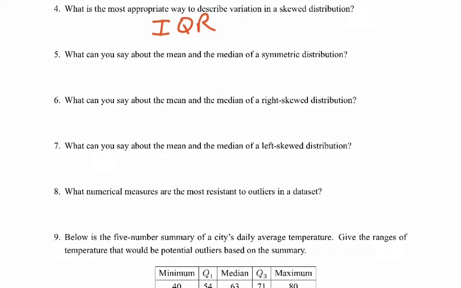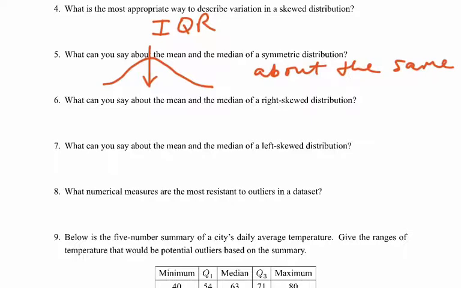What can you say about the mean and the median of a symmetric distribution? If you have a symmetric distribution, the mean and the median are both going to be right in the middle, so they're going to be about the same. Now, what can you say about the mean and the median of a right-skewed distribution? I would not memorize this rule. What I would do is make a quick sketch of it. A right-skewed distribution is going to look something like this.